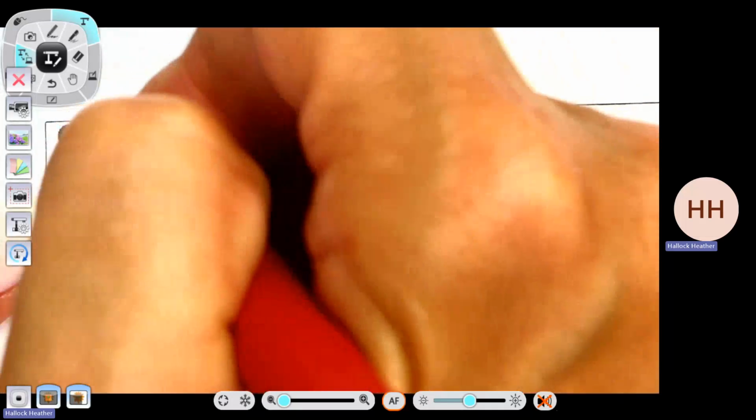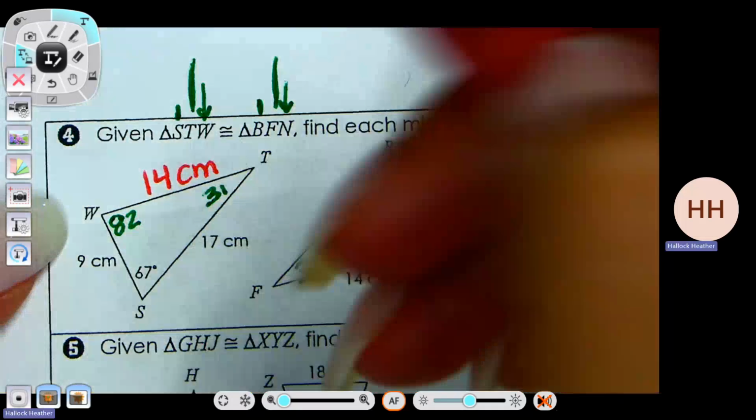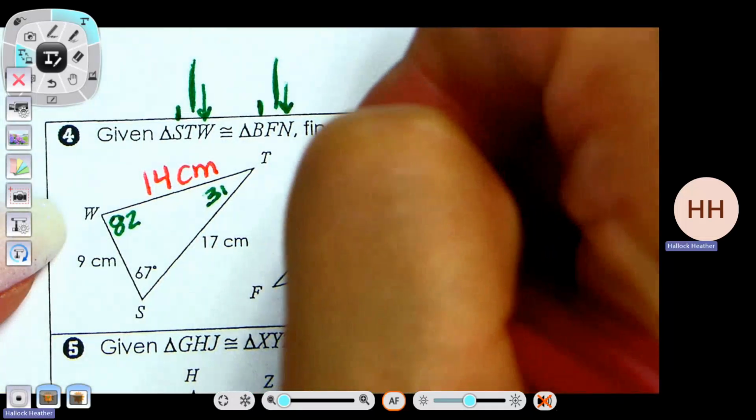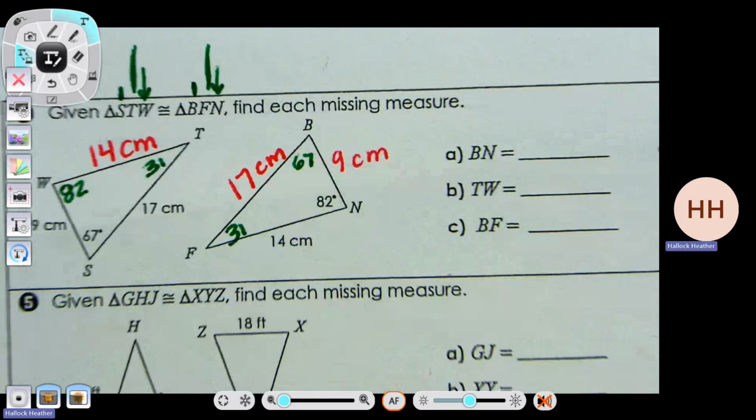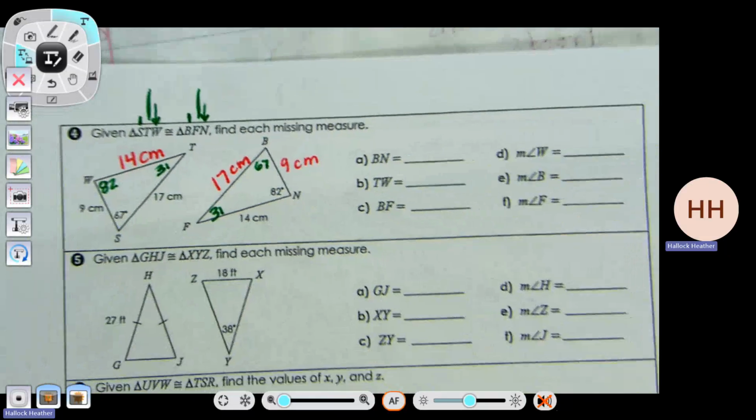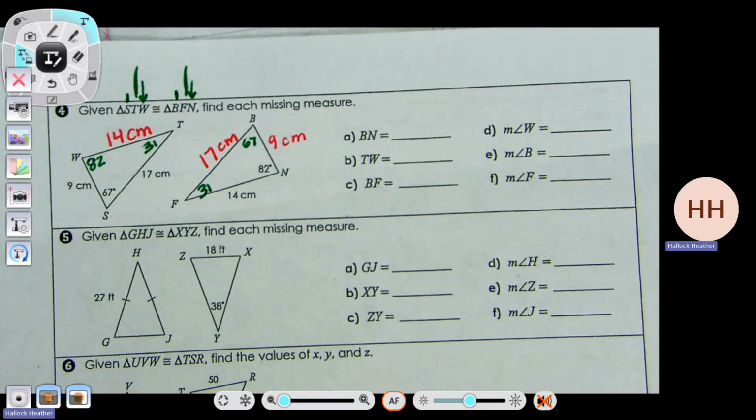Okay, where can 14 go? WT, so 14 centimeters can go here. And then the last side is 17 centimeters. You could either use the congruency statements or use common sense to match that. So take a second, put your answers in your little spots, and then you're going to try number 5. The last one we're doing together is number 5.